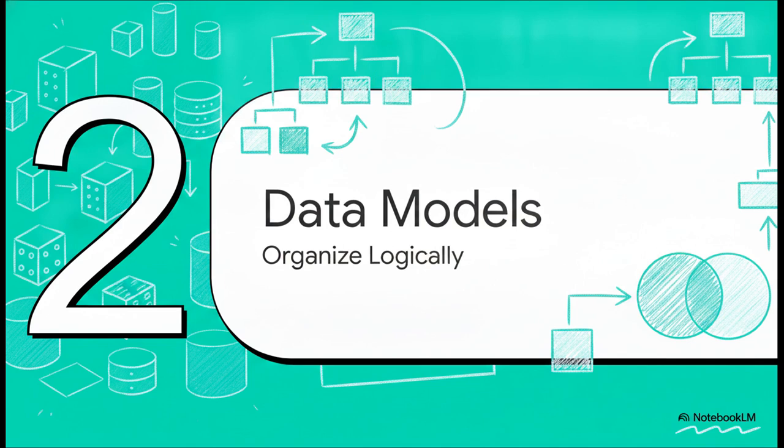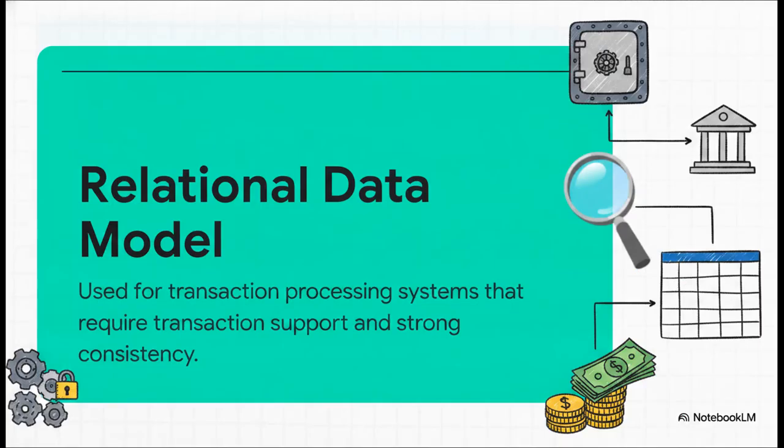Moving right along to Section 2, choosing your data model. So look, your data model totally dictates how your app actually interacts with its info. If your application demands strict rules, structured tabular formats, and absolute rock-solid strong consistency, say for a banking app that's processing financial transactions, you absolutely need a relational model. It's tailor-made for transaction processing systems where accuracy and transaction support are basically non-negotiable.